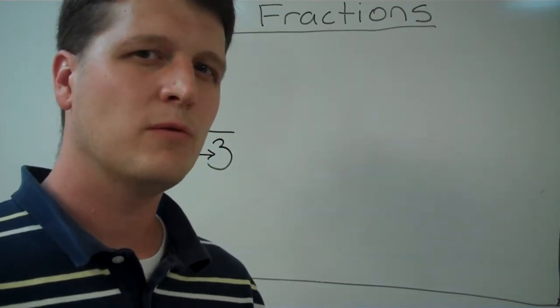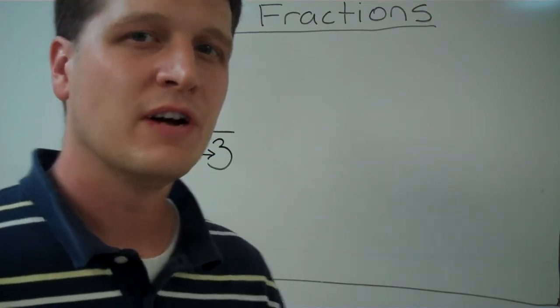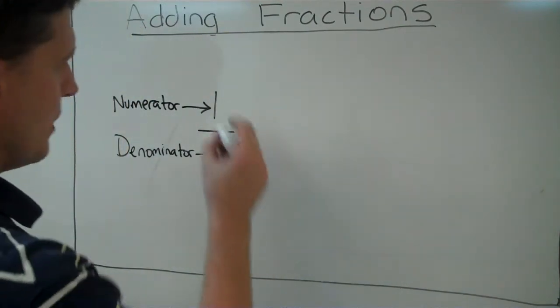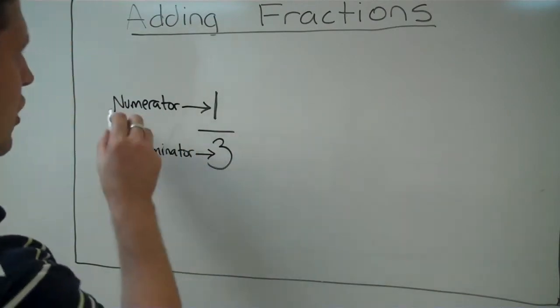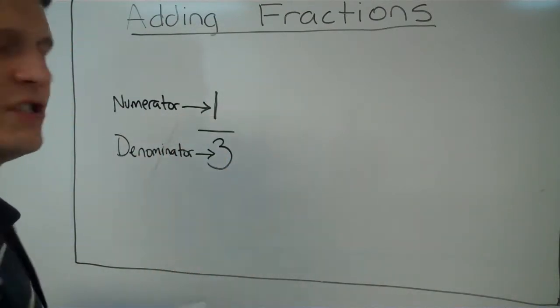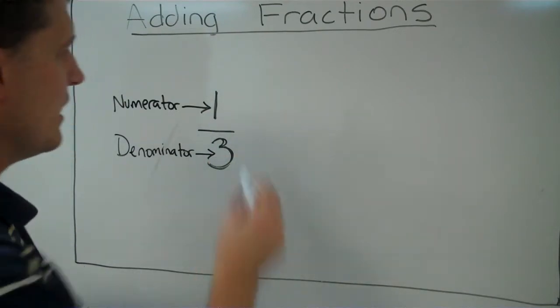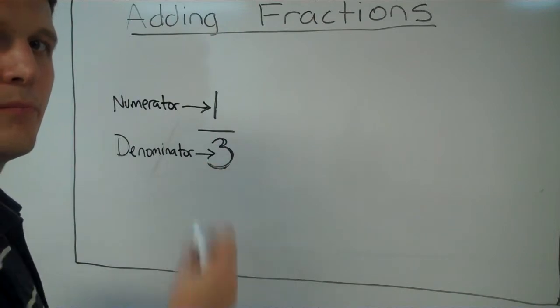Now the first thing you probably want to know is, what is a fraction? Well, I'm going to show you. A fraction is a number. It's a number with two parts in it. There's a number on top, which is the part of the fraction, and it's called the numerator. And then there's a number on the bottom, which is the whole. Out of the whole, this is the part out of the whole, and it's called the denominator.